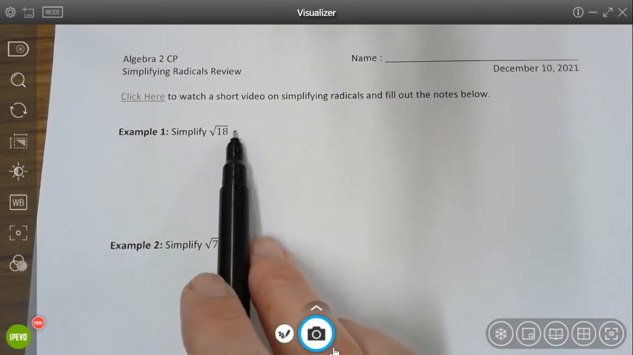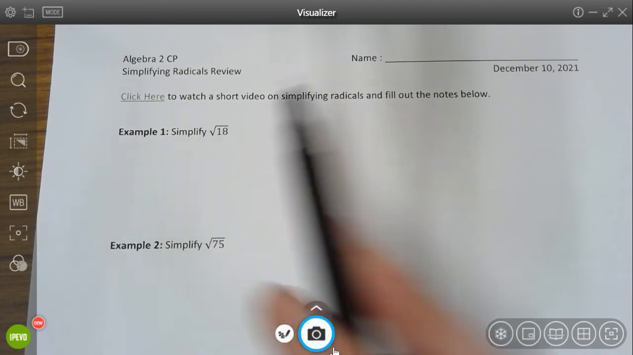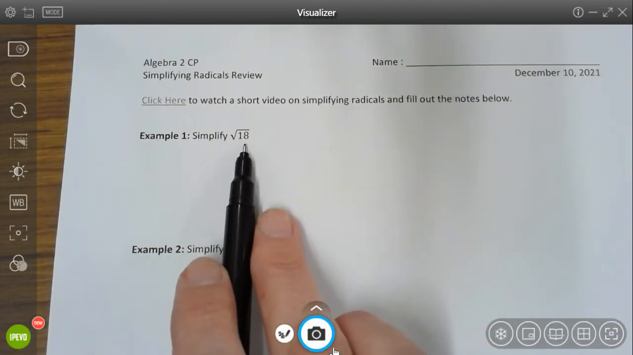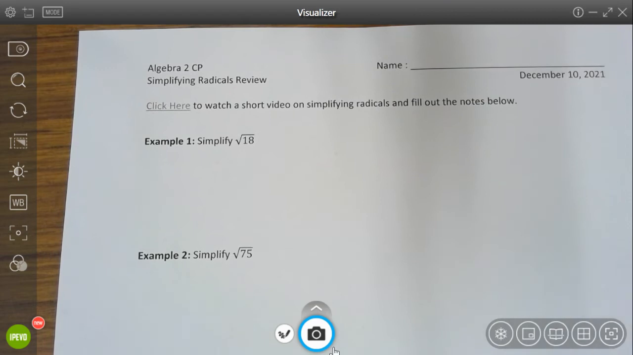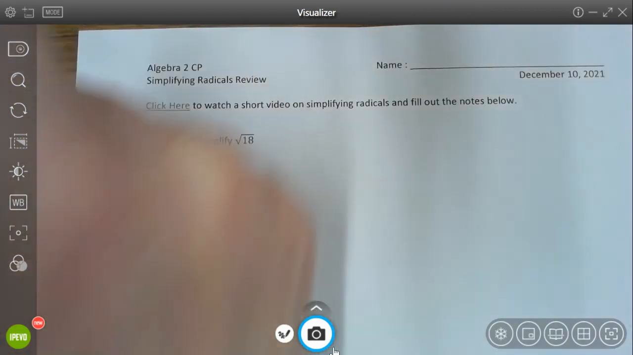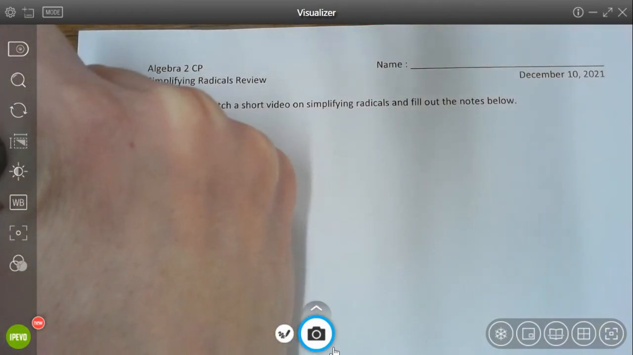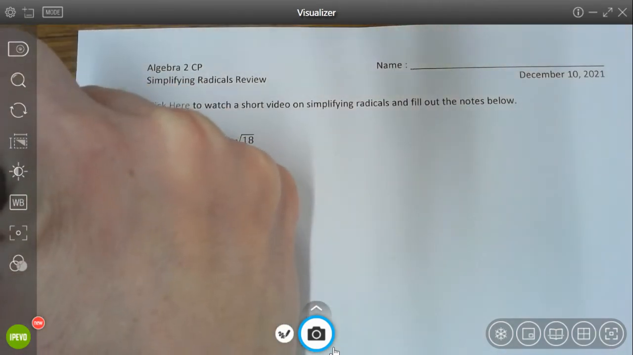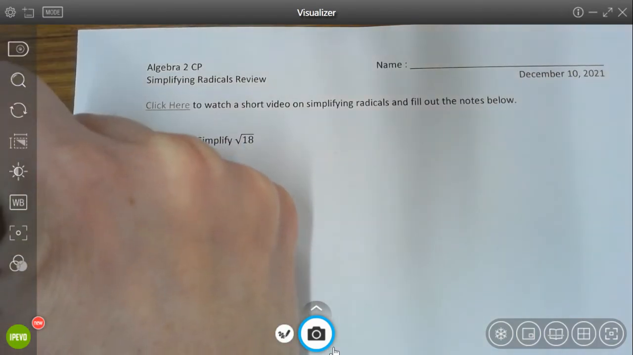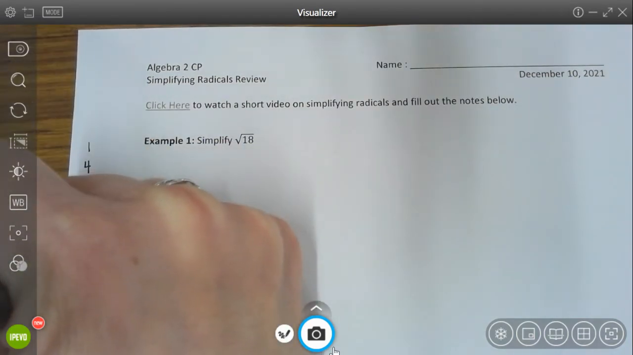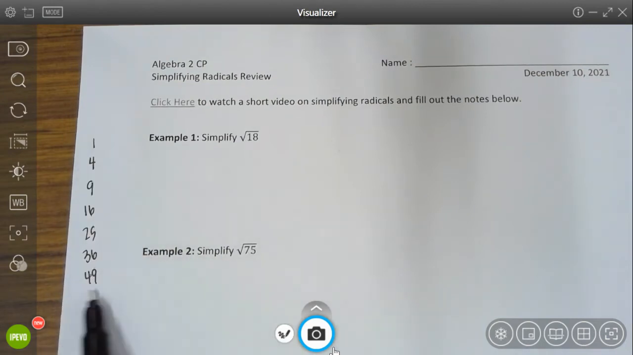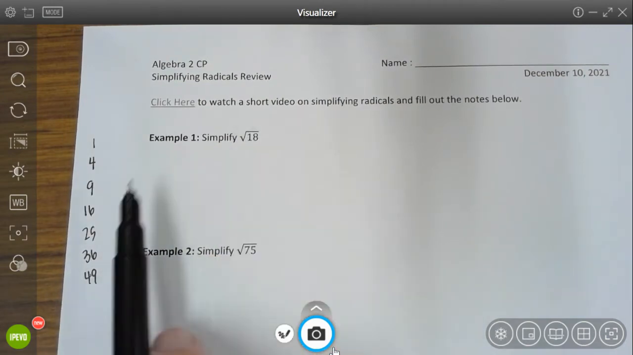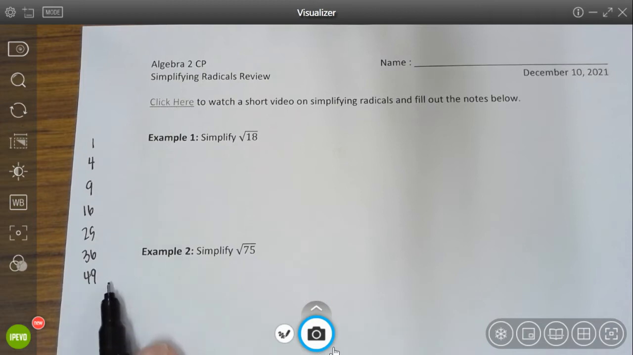So if you're comfortable with your math facts or your multiplication facts and you know what this number is divisible by, what we're looking for are perfect square factors. So meaning perfect squares are like 1, because that's 1 times 1. 4, because that's 2 times 2, 9, because that's 3 times 3, 16, 25, 36, 49. All of those are perfect squares. So if any of these numbers are evenly divisible by these numbers, we want to rewrite them as a product of two values.